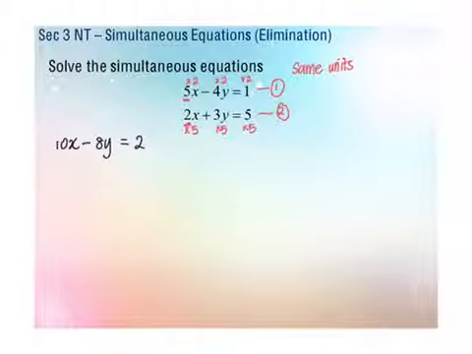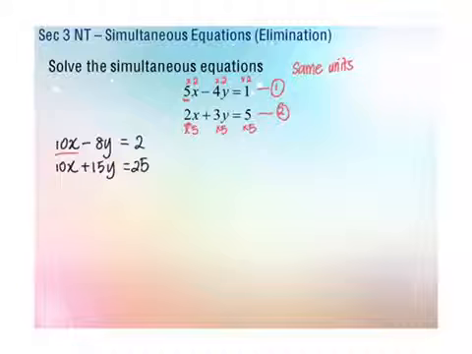Okay, such that from equation number 2, 2x times 5 will be 10x. 3y times 5, 3 times 5 will be 15y. And 5 times 5 will be 25. Okay, now let's take a look.